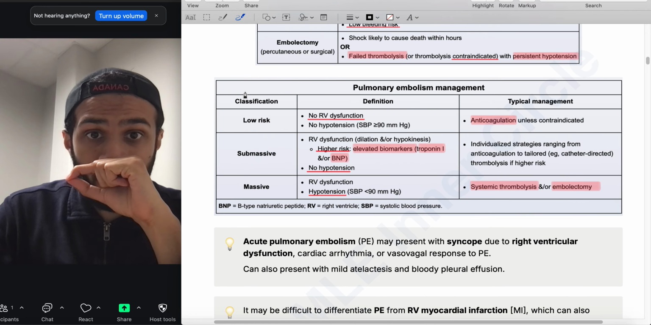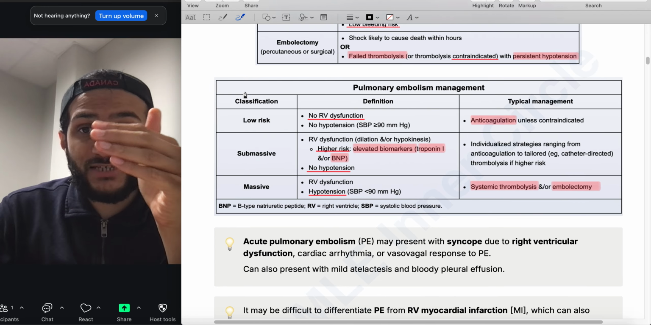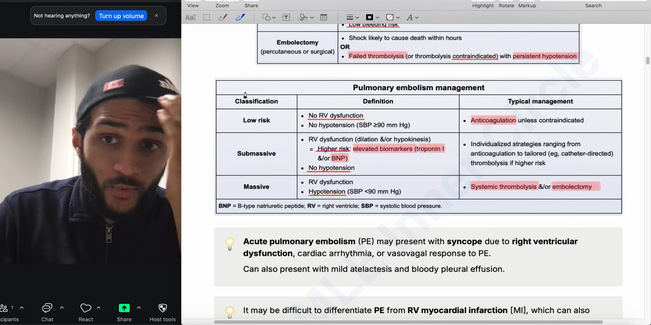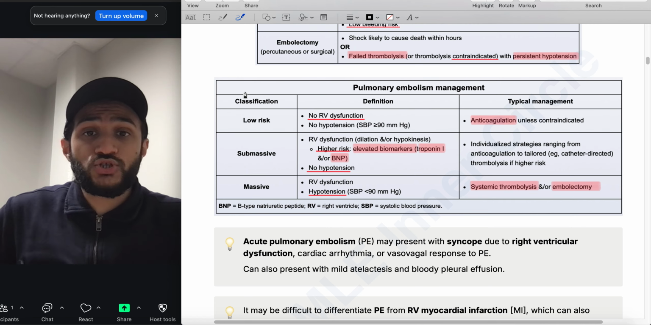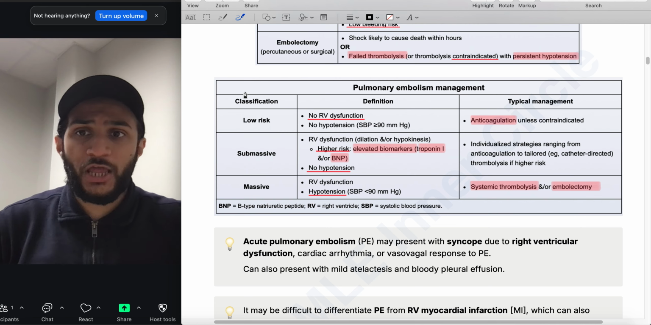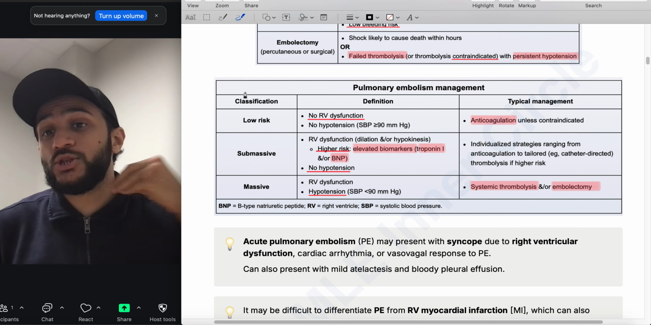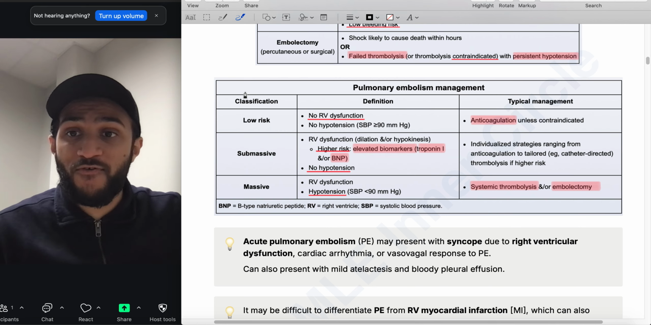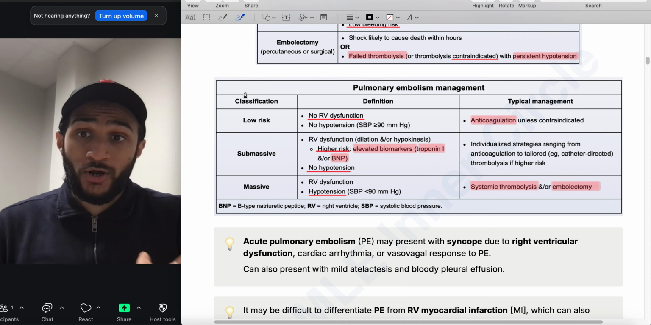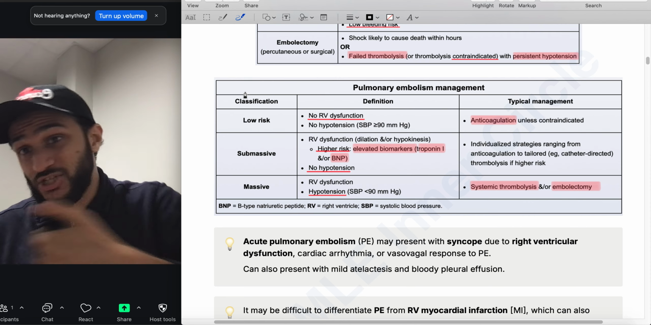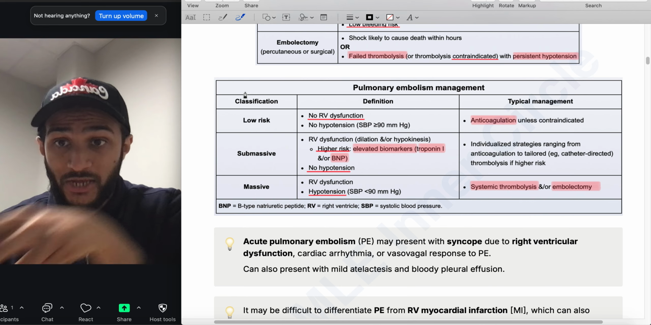And then we can see pulmonary embolism management by classification. Your low risk classification is going to be no RV dysfunction, so no JVD, no hepatomegaly, no peripheral edema, and no hypotension. Typical management is anticoagulation, unless anticoagulation may be contraindicated in that certain patient.